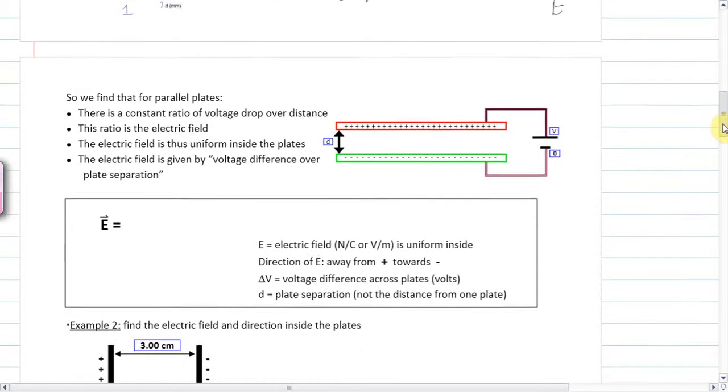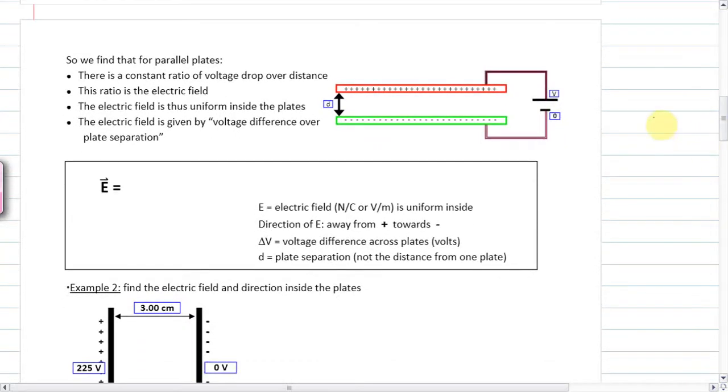So we find that for parallel plates, there's a constant ratio of the voltage drop over the distance. Why is it constant? Because it was a constant slope. And the ratio is the E field. And the electric field is thus uniform inside the plates. The E field is given by the voltage difference over the plate separation.